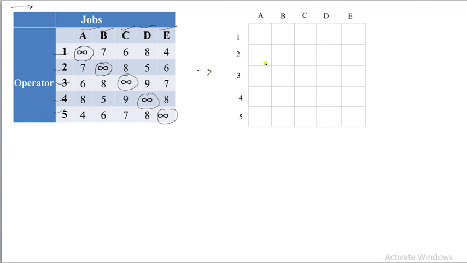The first step to solve the problem is to check whether it is a maximization or minimization. It is directly given in the problem that it is a minimization problem. Second, there are 5 jobs and 5 operators, which means 5 rows and 5 columns, so it is balanced. So directly we can move to the row minimization method. The first step is row minimization.